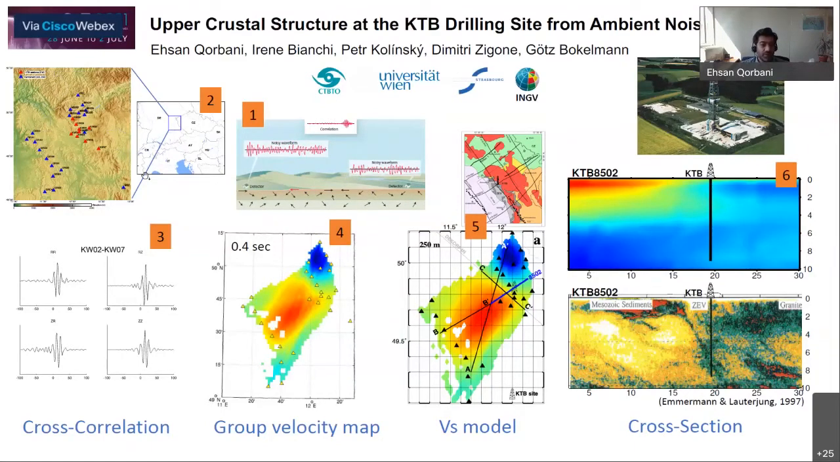For the data, we use a number of temporary and permanent stations, which you can see in figure number 2, and the study area, which is in southwestern Germany. The KTB drilling site, which you see in the photo on the top right, was a drilling project where the crustal rocks were drilled down to 9 kilometers depth. We used the recordings of the stations shown in figure 2 and computed the cross correlation functions between each station pair. You see an example in figure number 3.